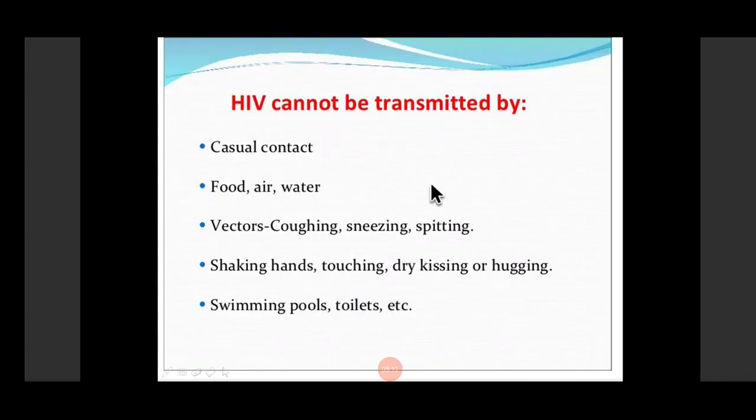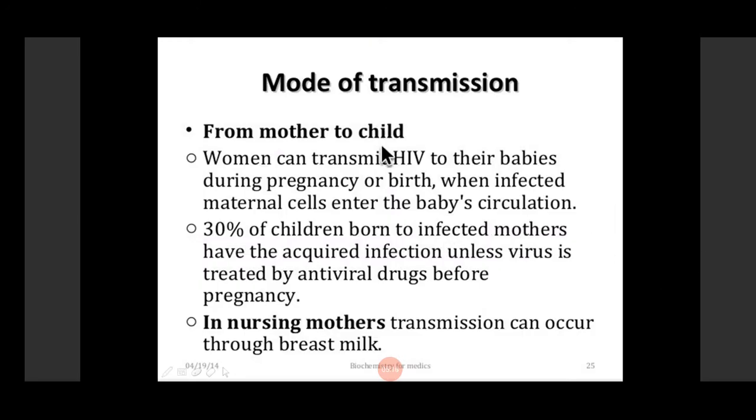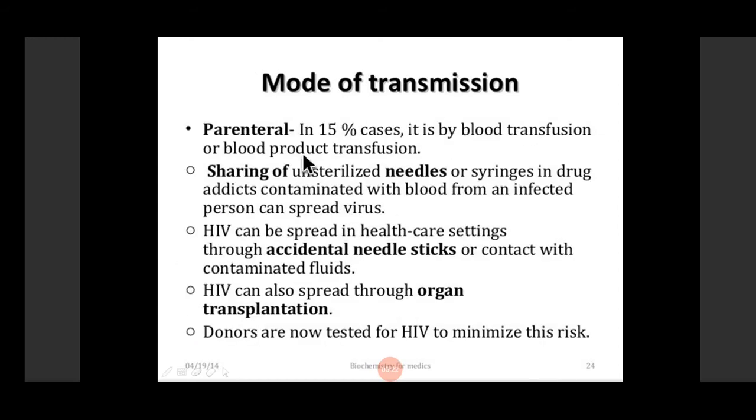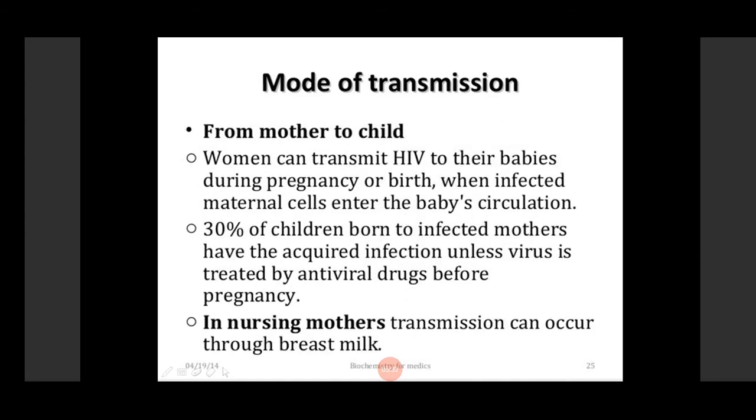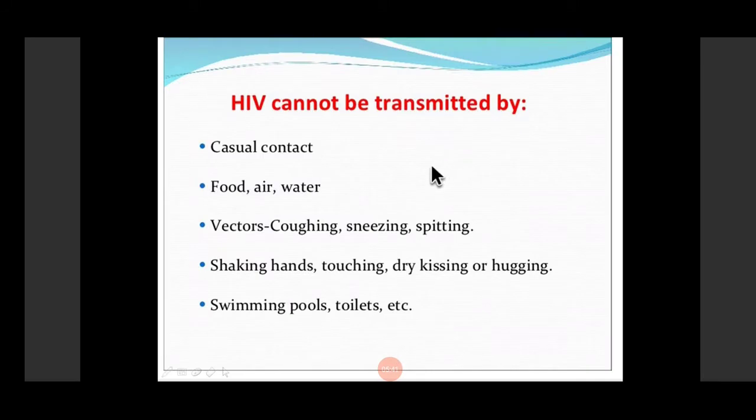Okay, so till now we have discussed the commonest mode is the sexual route, then parenteral from infected blood and blood products, then sharing of needles among drug abusers, accidental needle stick, organ transplantation, vertical transmission from mother to fetus or mother to child, and from nursing mother to their kids. So these are the commonest modes of transmission of HIV.